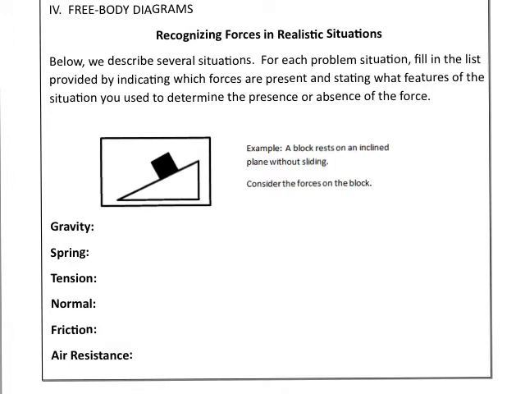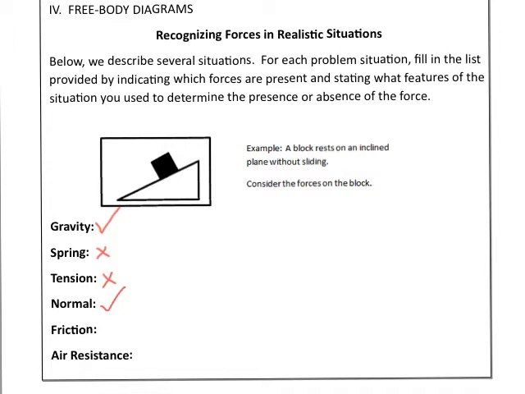Okay. So starting out, you've got a situation that's listed. This one has a block resting on an inclined plane without sliding, and you're asked if these forces are present. So is there gravity? Yes, you can put a check or X, whatever. Are there any springs in the picture or the description? No spring forces. Are there any ropes or cables? No tension, so that force isn't there. Is the block sitting on a surface? Yes, so that means there should be a normal force.